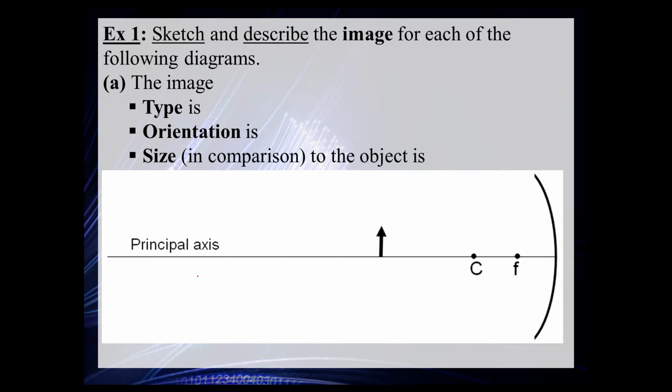Okay, so the thing we're most interested in doing today is we want to, based on the type of mirror, try to predict what kind of image is going to be formed. So I have a couple of examples where, using these 3 ray rules, I want to sketch and describe the image for each of the following diagrams, and then I describe the image by talking about what's the type of image, what's the orientation, and what's the size compared to the object.